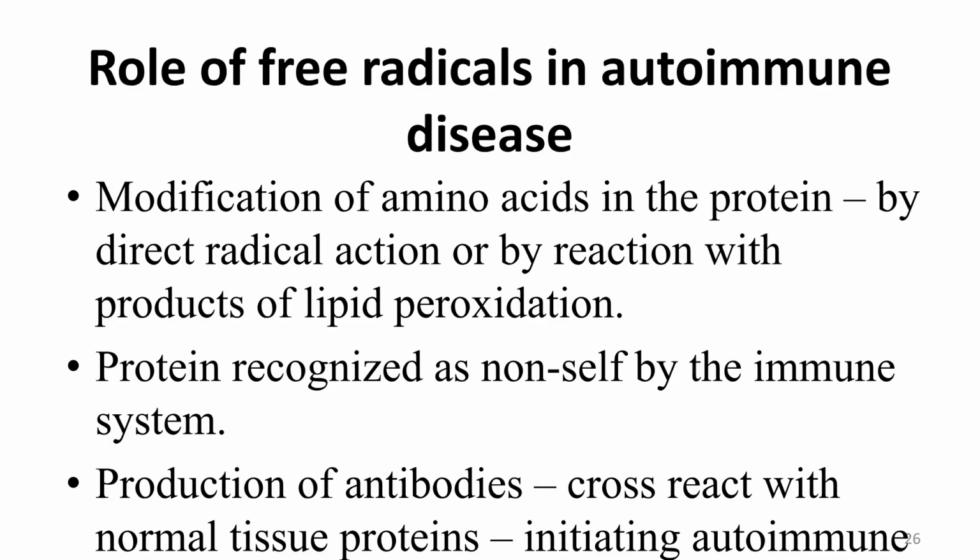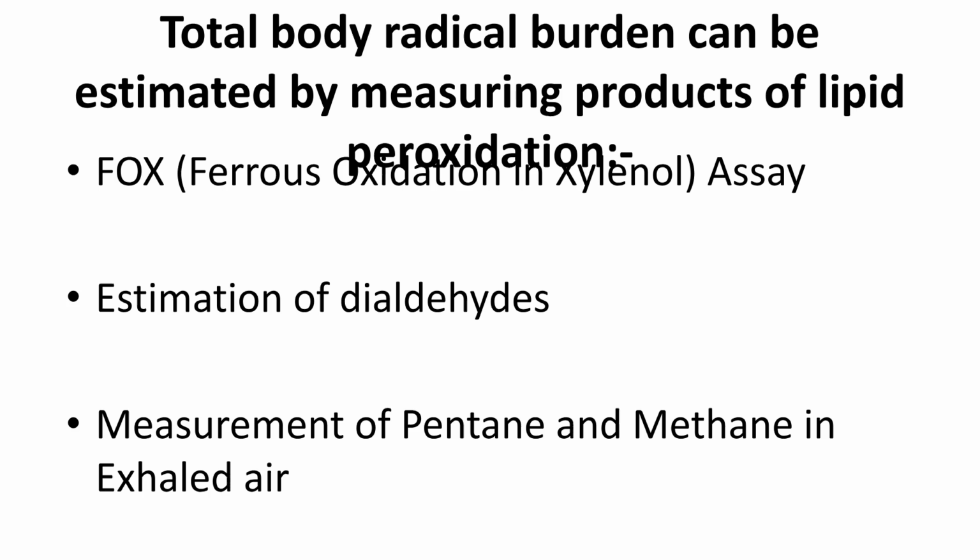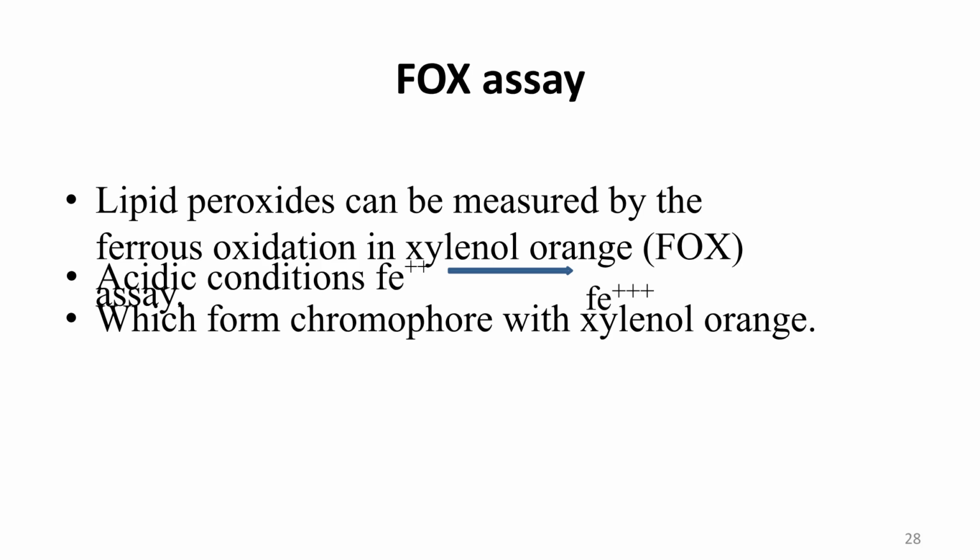Damage to DNA can cause heritable mutations in germline cells or contribute to cancers in somatic cells. Products of lipid peroxidation, such as dialdehydes, can also modify DNA bases and cause chain breaks. This visual summarizes the various ways radicals cause tissue damage in the body. Free radicals can play a role in autoimmune diseases by modifying proteins. When these modified proteins are recognized as non-self, antibodies can be produced that cross-react with normal tissue proteins, initiating autoimmune responses.